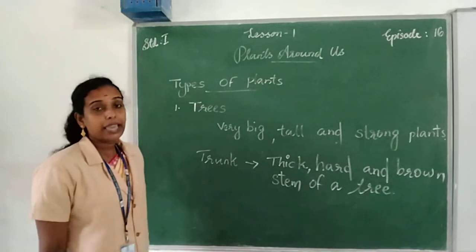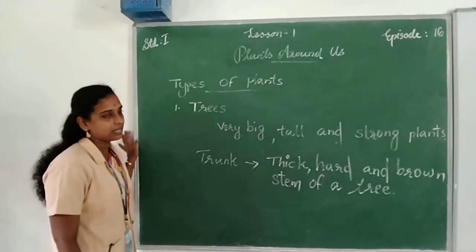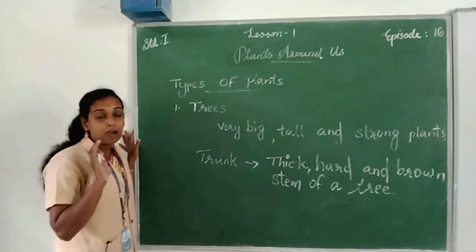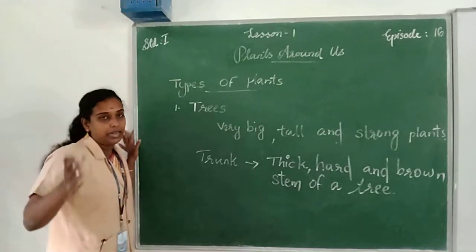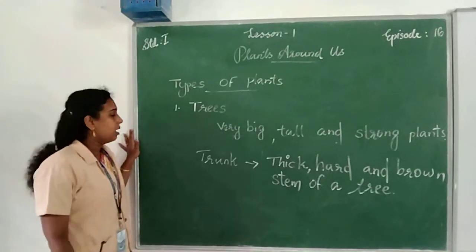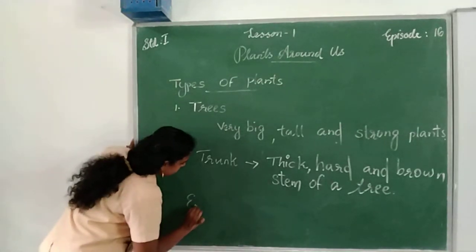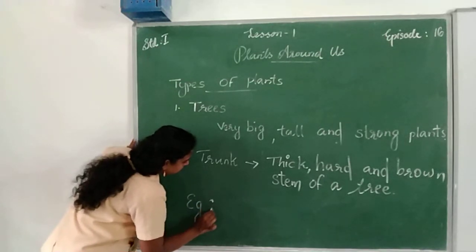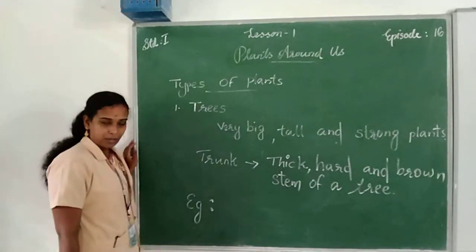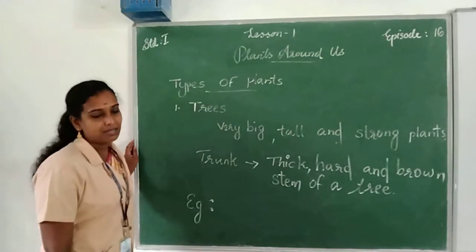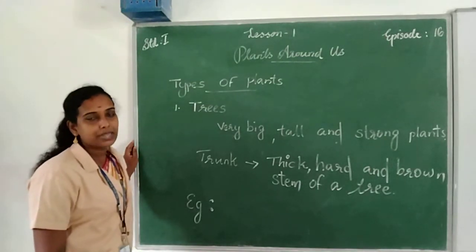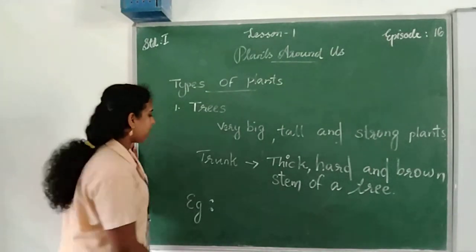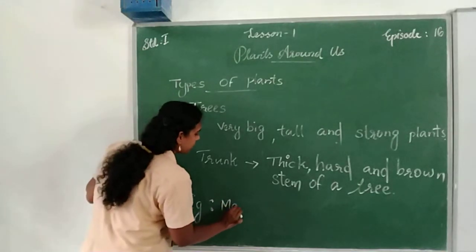And next is examples of trees. Other trees have many branches and leaves. So what are the examples of trees? Mango tree, pine tree, apple tree, etc. Write any two examples of a tree.